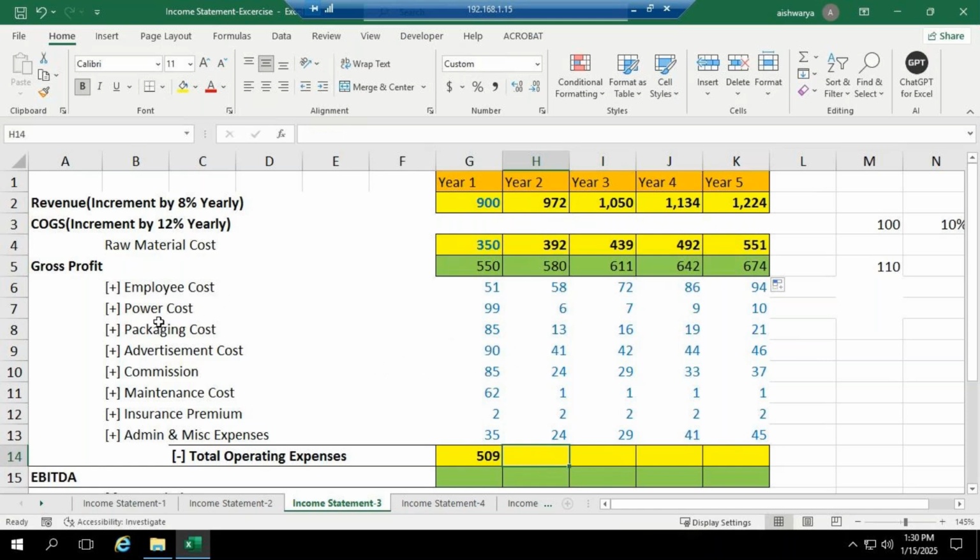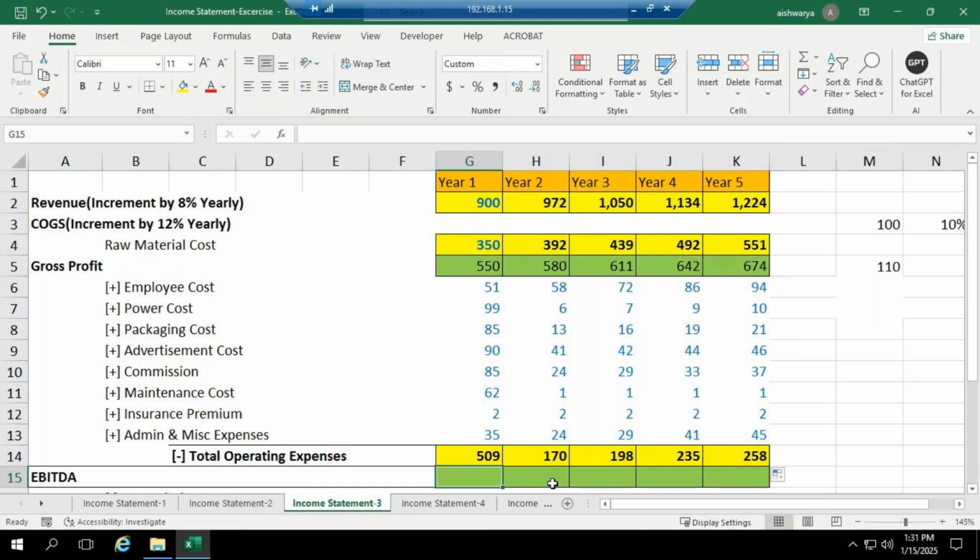That means the total operating expenses: employee cost, power cost, packaging cost, advertisement cost, commission, maintenance cost, insurance premium, administration, and miscellaneous expenses. So automatically they have given yearly what expenses they have incurred. So you just select this, and then you just drag it over here. Then total operating expenses for the respective years will be displayed here. So is equal to SUM open bracket, from K6 to K13, it will be displayed here like that.